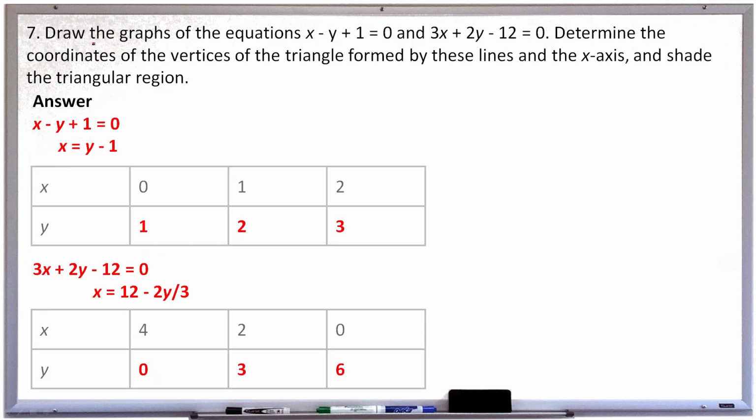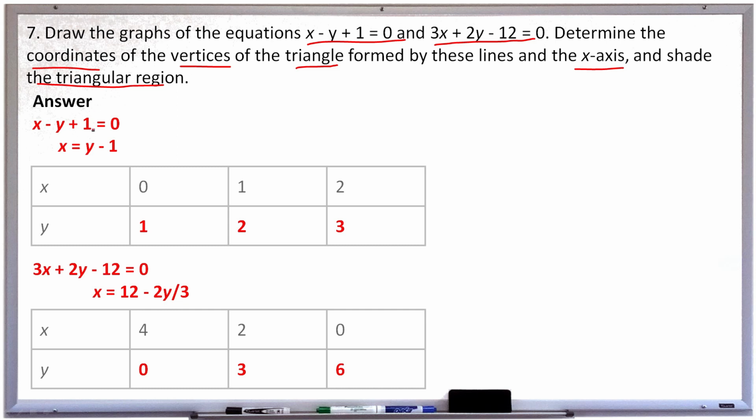Seventh question, draw the graph. You have to draw the graph for these two linear equations and determine the coordinates of the vertices of the triangle. We are going to get the triangle after drawing the given equations in graphical form. With the x-axis, the triangle you have to shade and show.